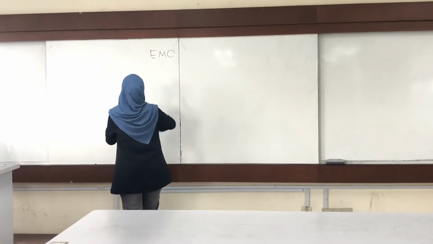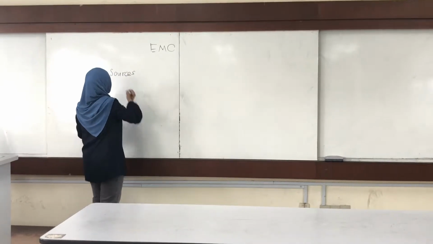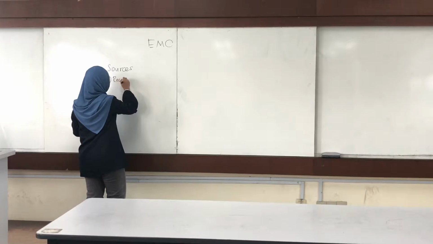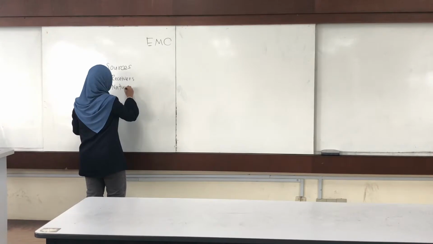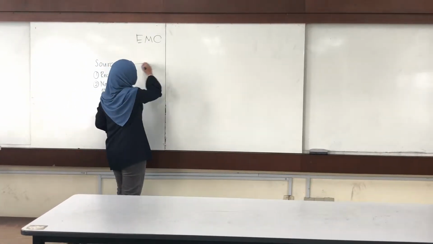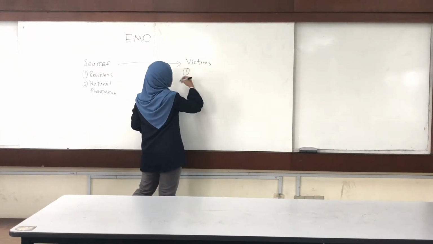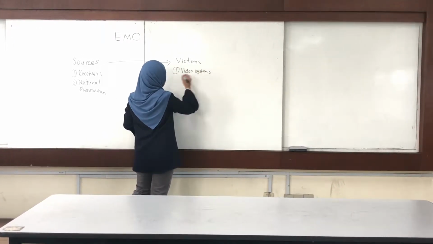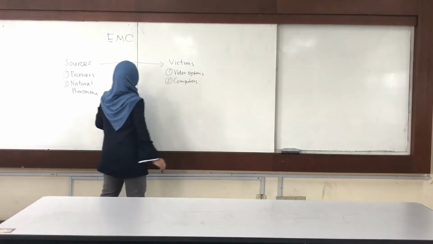Okay, we have a source here. The types of source are receivers, natural phenomena, and so on. It travels to the victims, which are video systems and computers.